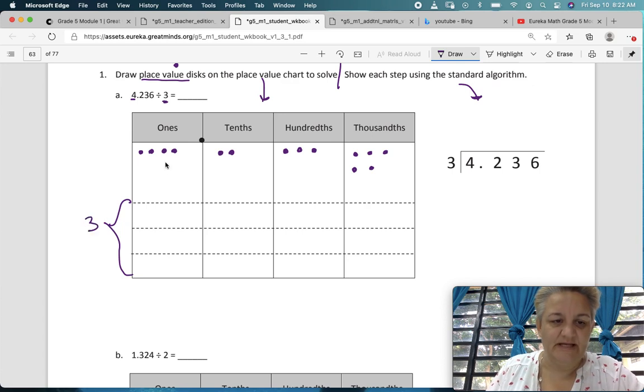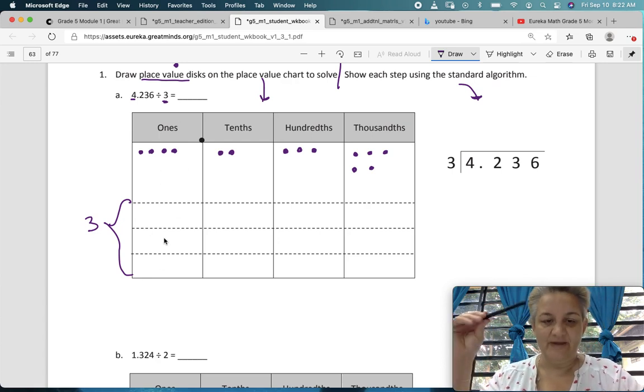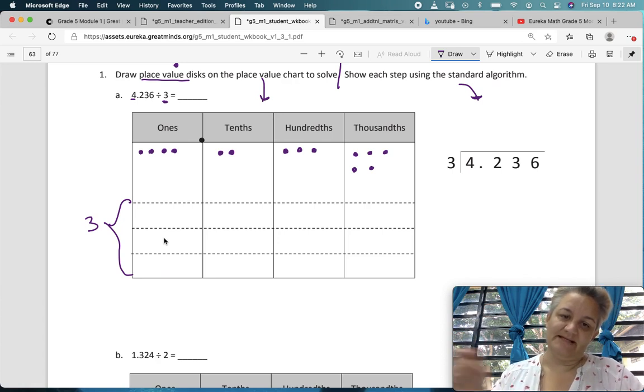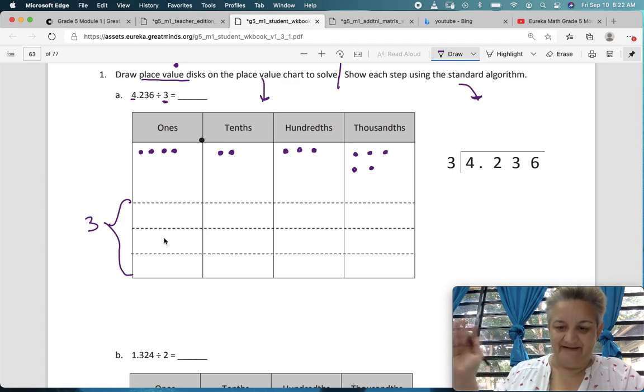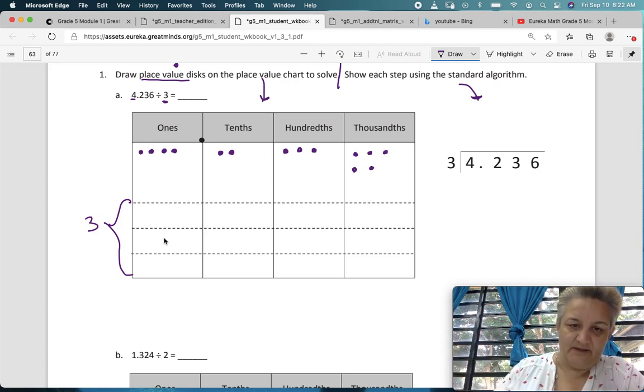So what we're doing is we're taking these discs and we're going to evenly distribute them below. And this is the opposite of what we have been doing. Instead of going from the right to the left, we're going to go from the left to the right, because remember, division is the opposite of multiplication. So instead of adding numbers and going this way, we're going to go this way.